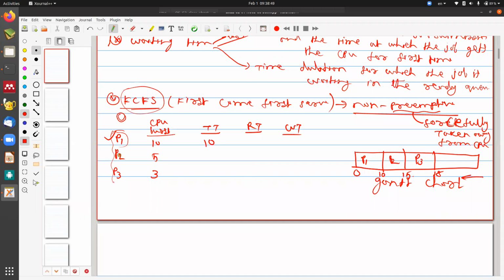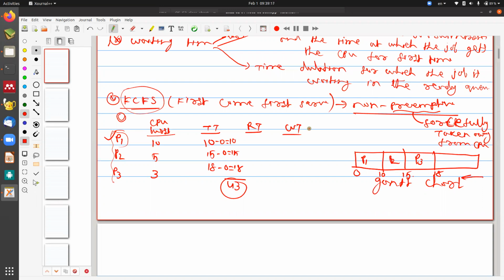Again P2. When is it completed? P2 completed at 15. When did it come? 0. So 15 minus 0 is 15. Similarly, P3 is 18 minus 0, which is 18. So in total, if you calculate it, 10 plus 15 plus 18, the total turnaround time of all three processes becomes 43.